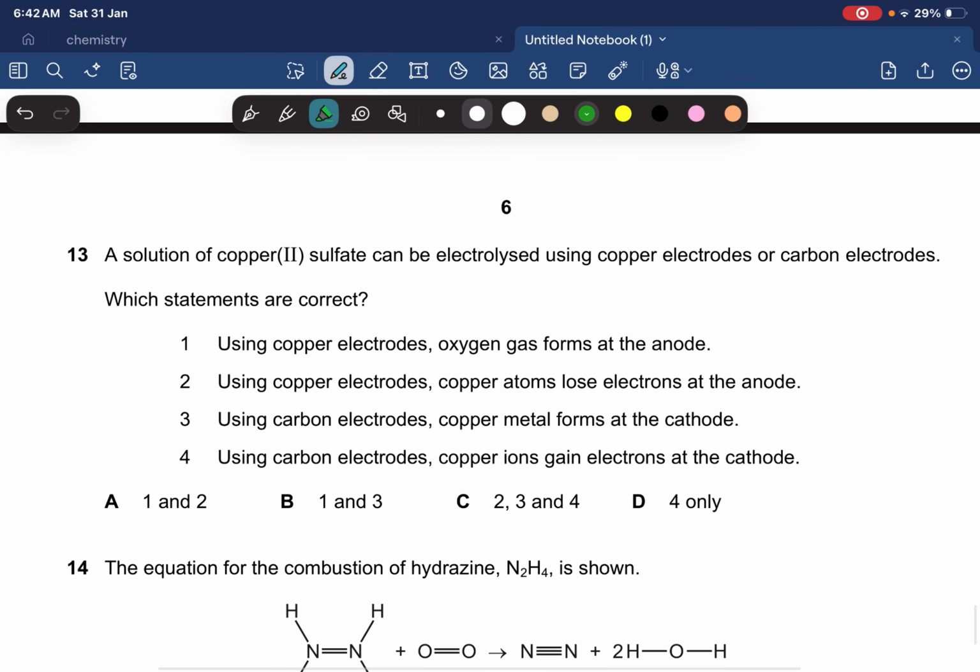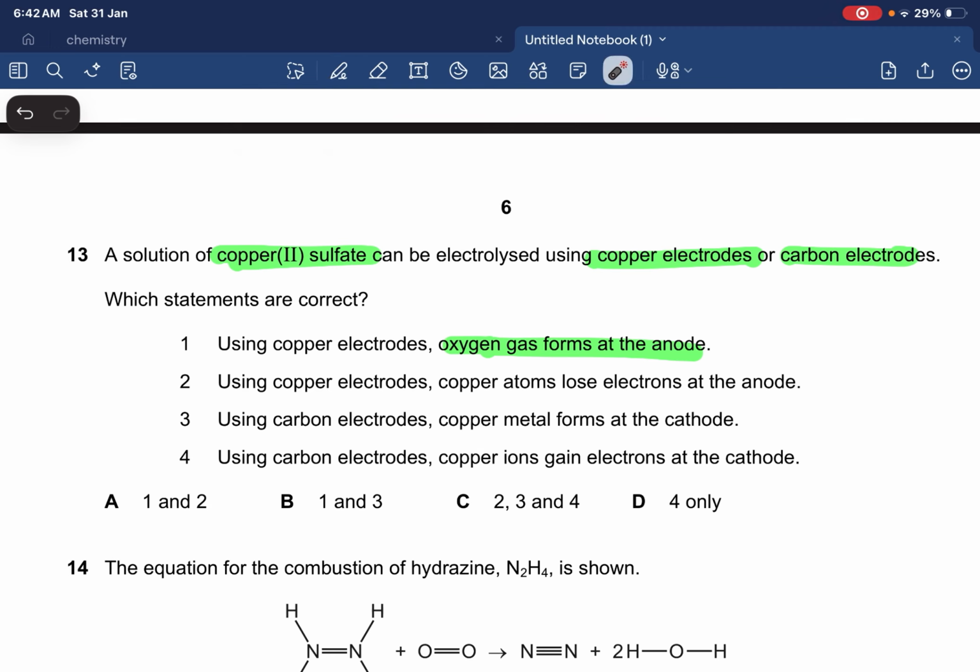Okay. A solution of copper 2 sulfate can be electrolyzed using copper electrodes or carbon electrodes. Which statement is correct? Using copper electrodes, oxygen gas forms at the anode. When you use copper electrodes, always remember no gas is going to form. Why? Because when you use copper electrodes, copper oxidizes and copper is reduced.